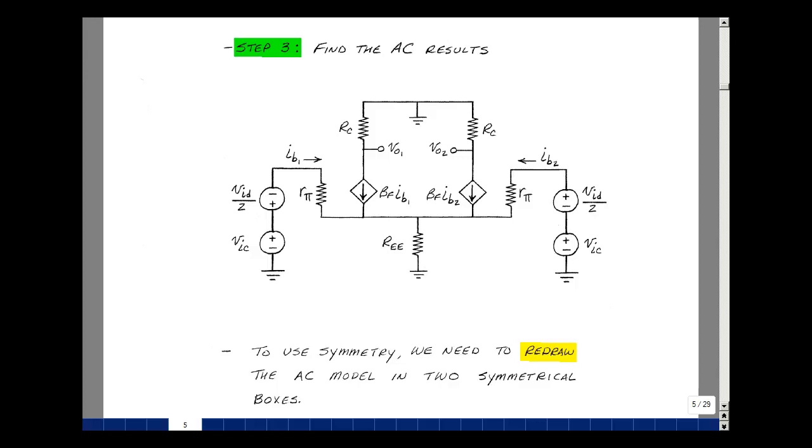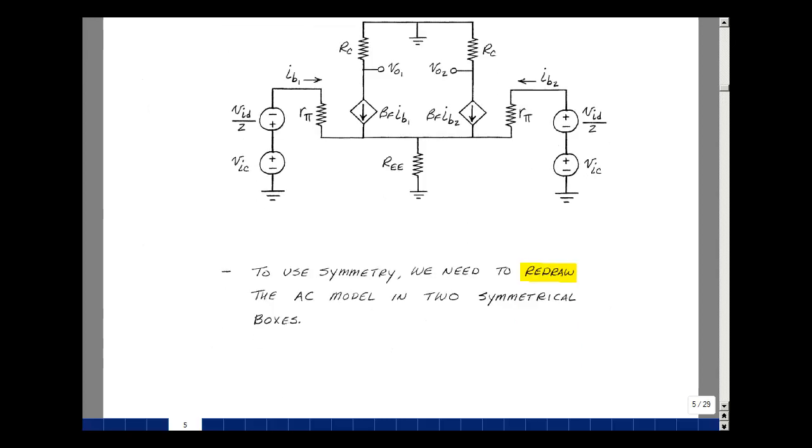To use the ideas of symmetry that we talked about in the last video, I need to be able to draw this as a circuit in two identical boxes. But the problem is right here. I've got this resistor that's hooked up on this side and this side. So what I'm going to do is draw this resistor twice and double its value so that when they're put in parallel, I just get half the value. Let's take a look at that on the next page.